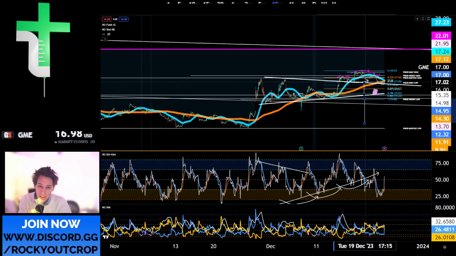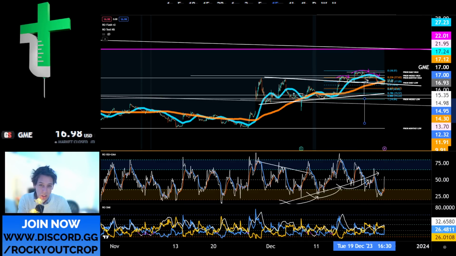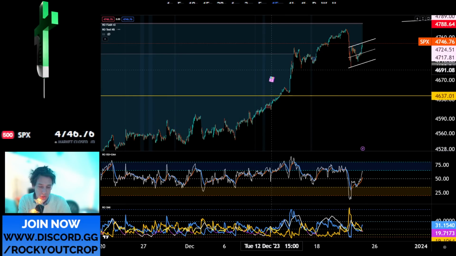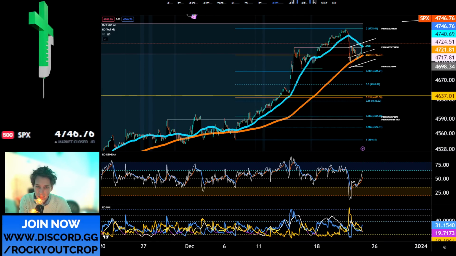So do we think it's going back down again? Would that be in line with the overall market? Well, let's take a look at that. S&P 500, we're going to go with SPX. Price action has come down, tested the 200 period moving average on a 15-minute time frame.